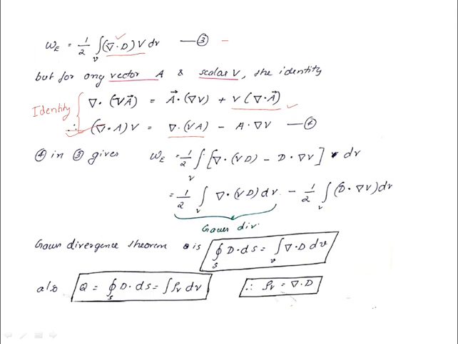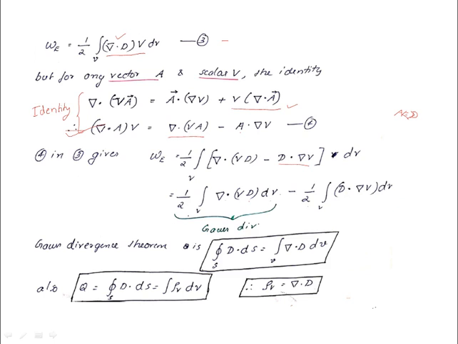So it is 1 by 2 volume integral del dot. In our case, A is replaced with D, right? Equivalent to D, I would say. So instead of del dot VA we have VD, minus, instead of A, D dot del V, whole thing into dv. So insert, open the integral. So 1 by 2 volume integral del dot VD into dv minus 1 by 2 volume integral D dot del V into V you have to write.